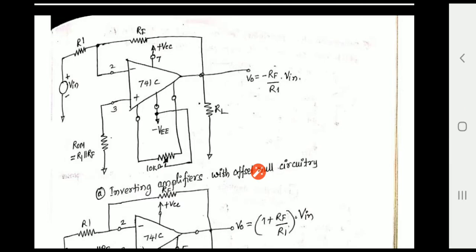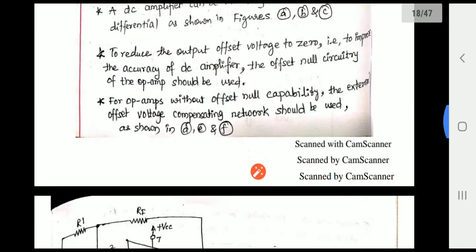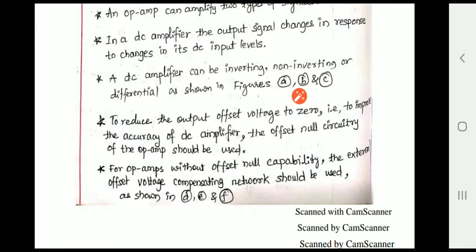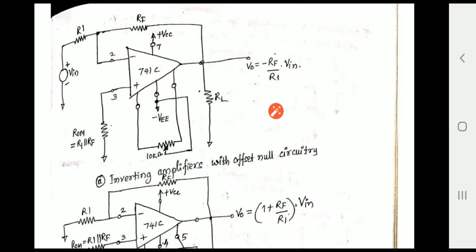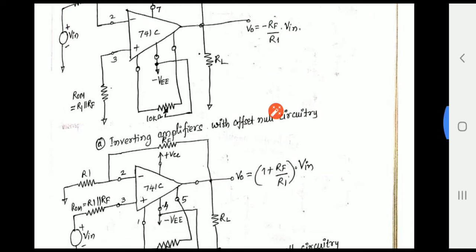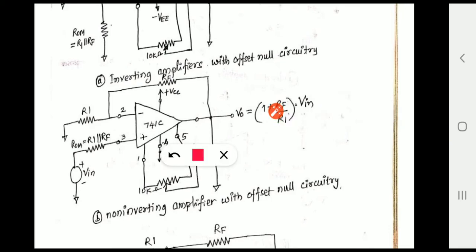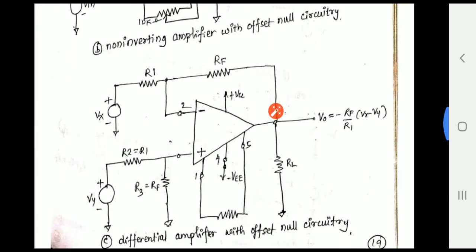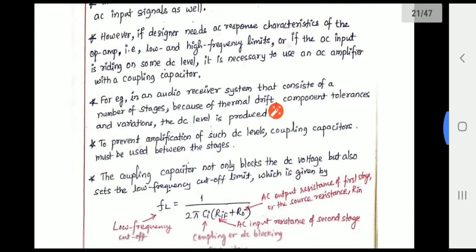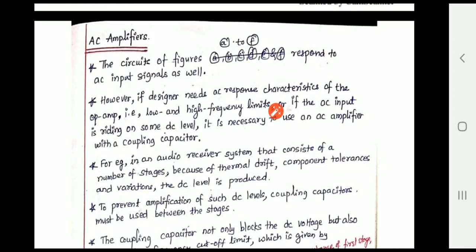These are the three circuits which I have discussed, A, B and C. These are the three circuits given for DC amplifier. For them, I have to connect one coupling capacitor, here or here. If I connect the coupling capacitors like this, we can convert these DC amplifiers into AC amplifiers. The role of the coupling capacitor is to block the DC and provide the AC amplification. That is what is explained here.